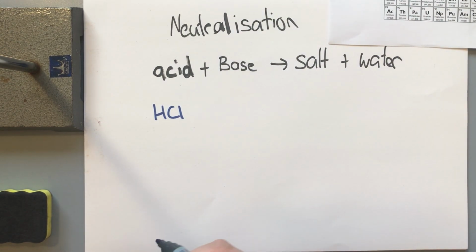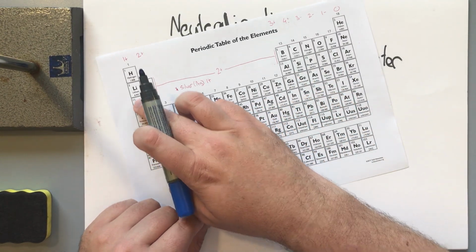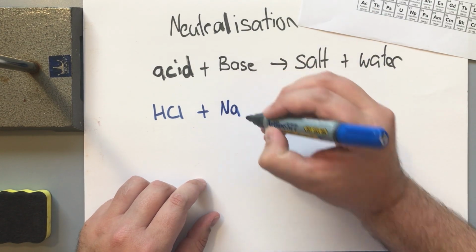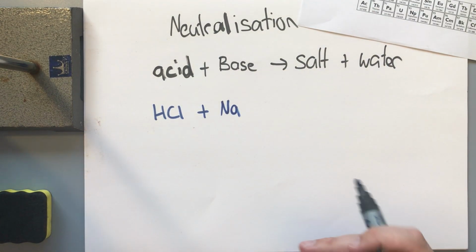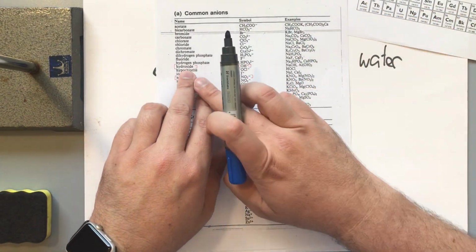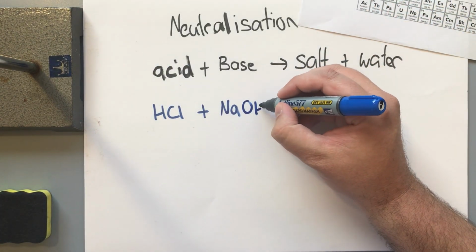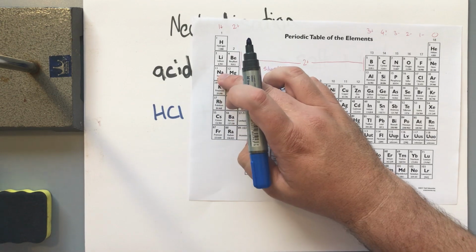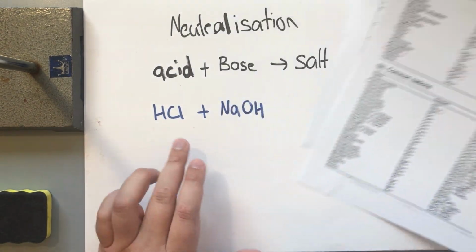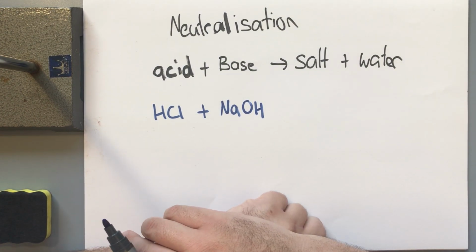And then our sodium hydroxide, sodium from our sheets, Na with a 1+. And then hydroxide is actually on our anions and cations sheet. So hydroxide, OH-. So we've got the 1+ for sodium and the 1- for hydroxide. So we know that there is already balanced. We don't need to do anything else to that one.